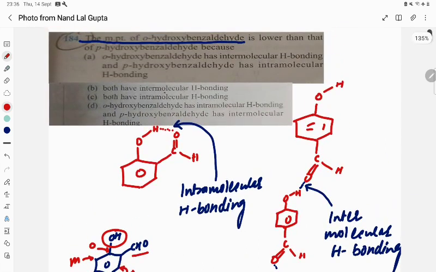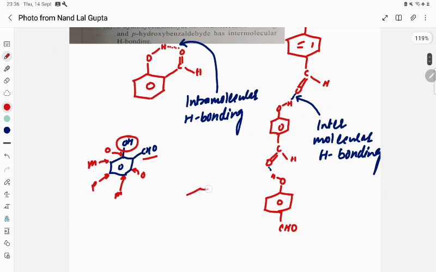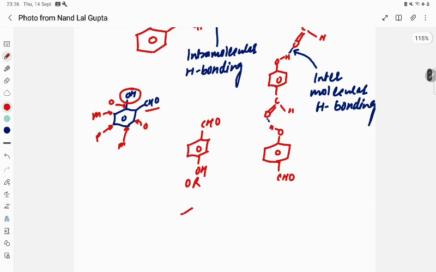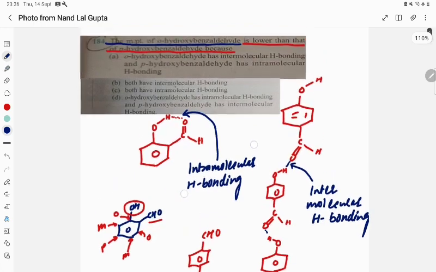They are saying the melting point of orthohydroxybenzaldehyde is lower than para-hydroxybenzaldehyde. What is para-hydroxybenzaldehyde? Suppose the CHO group is here, so the OH group is going to be here, or the reverse is also the same. If the OH group is here, that is opposite to the CHO. So opposite groups are called what? That is the para position. This is para, or this is also called para. Right, now see the problem.